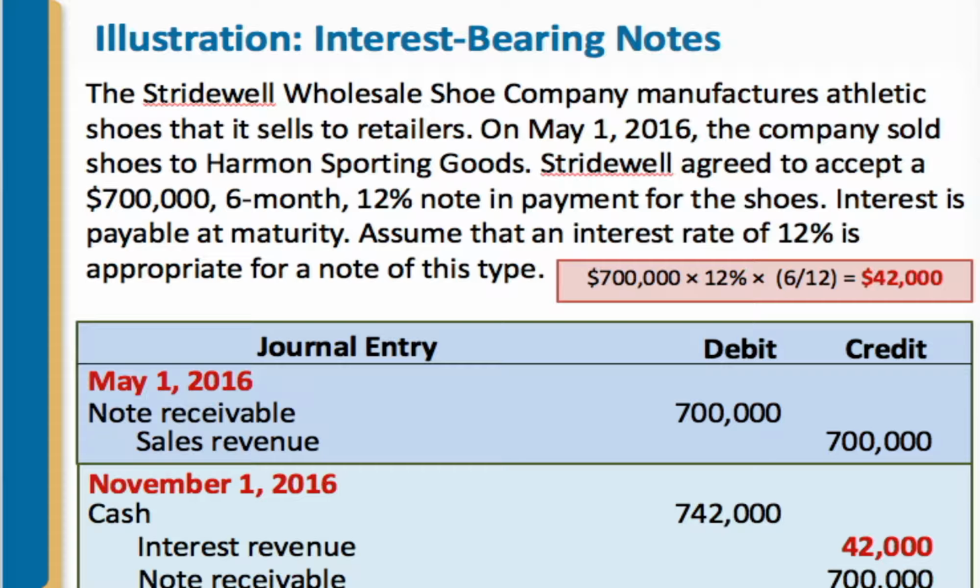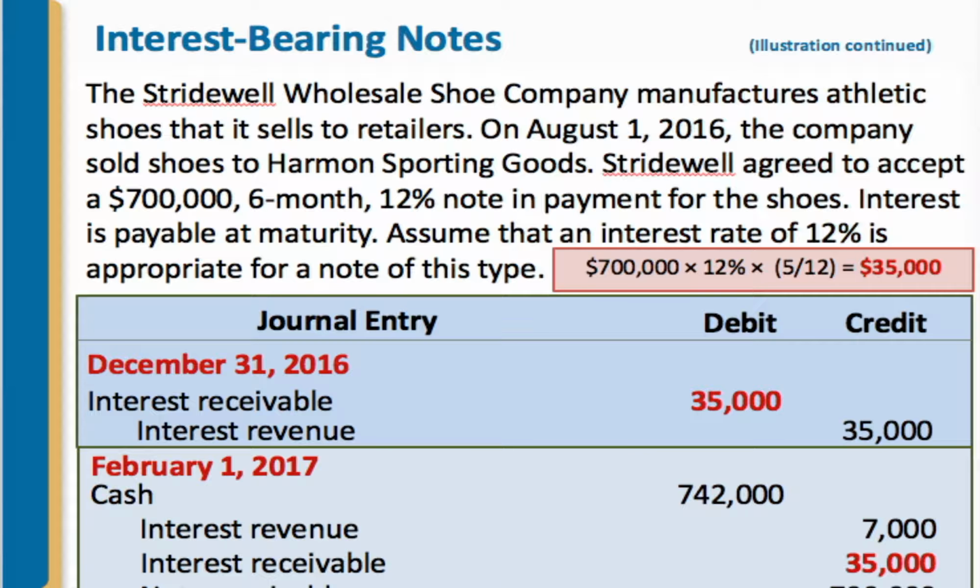Then, we record the collection of notes at the maturity along with the interest. On November 1st, 2016, we credit interest revenue for $42,000, which we calculated by 6 months at a 12% interest rate, and note receivable for its face value of $700,000. So we then debit cash for $742,000, which includes both the principal or face amount and the interest on the note.